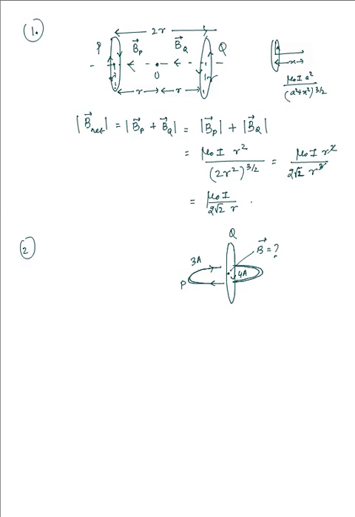So the magnetic field at that central point is going to go in the downward direction. I'll use another ink for that. It's going to go in the downward direction. So I'll have the field due to P, due to the coil P, in the downward direction.